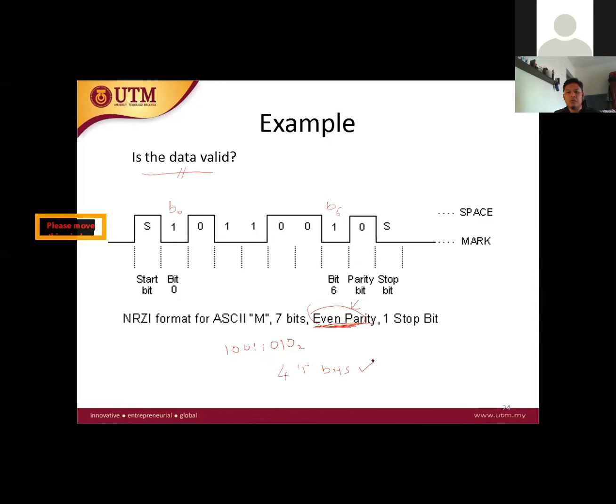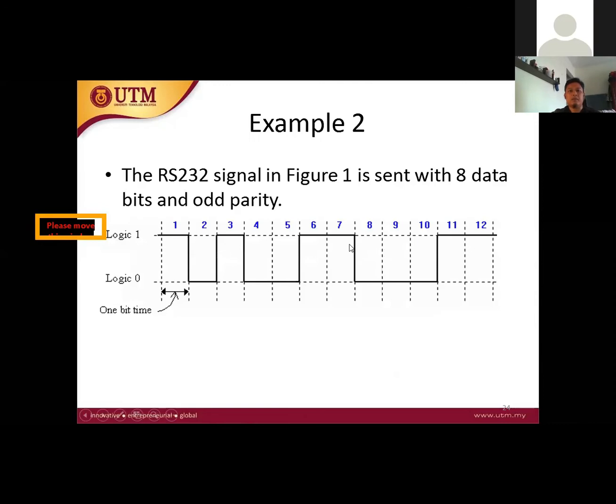So it is even. So we can say the data is valid. Okay, so that is the rules. So that's one example. Okay, let us look at the second example.